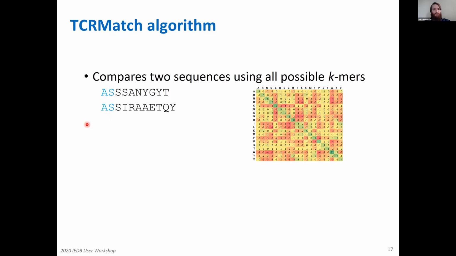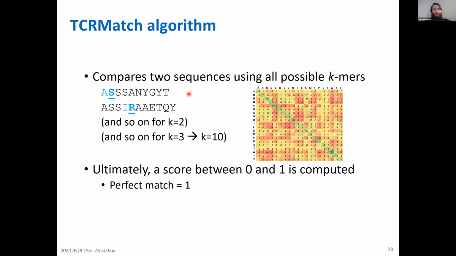And then we move on to k equals 2. So we are now looking at dimers, but we're still looking at one amino acid at a time. Within the first dimer of each sequence, we look at A to A, then S to S, and then we shift over to the next one in the second sequence, A to S, S to S, A to S, S to I, A to I, S to R, and so on for k equals 2. We do that for the rest of the possible k-mers up to k equals 10, which is the length of this shorter sequence. And ultimately, we compute a score between 0 and 1.